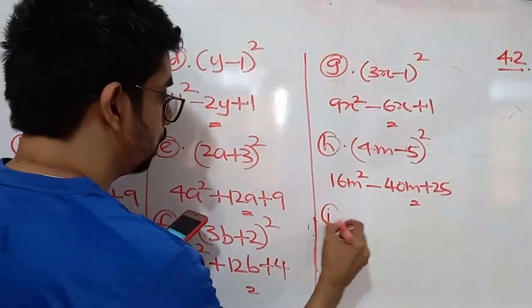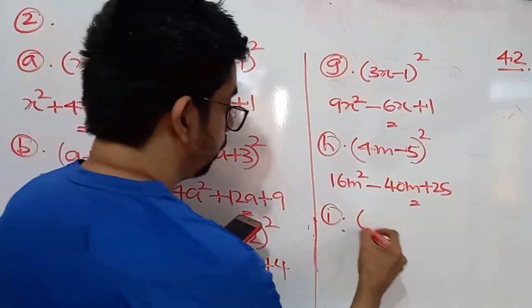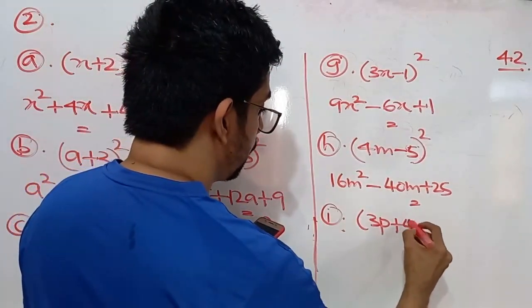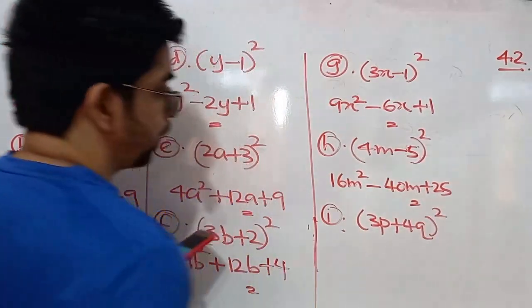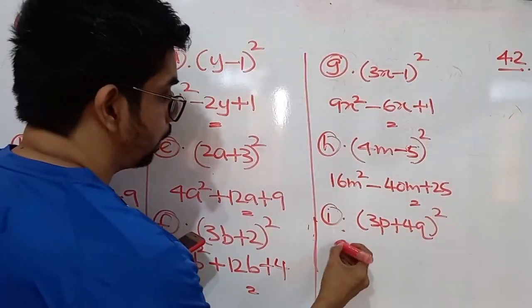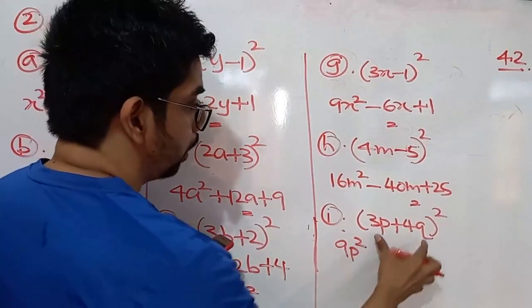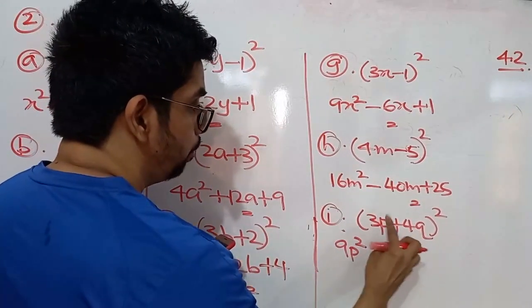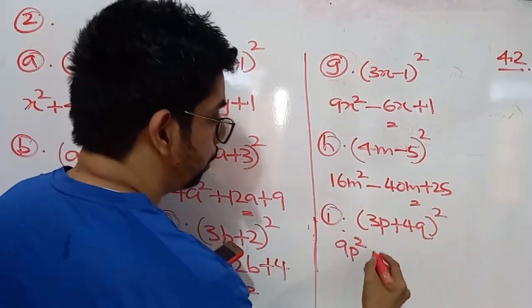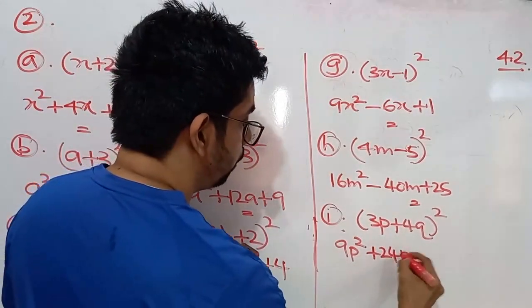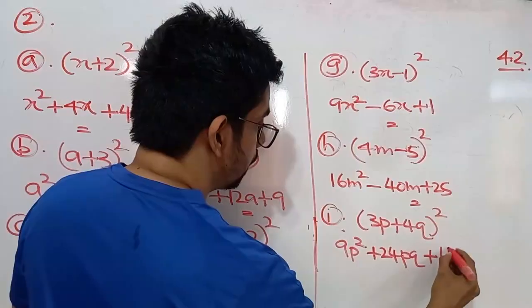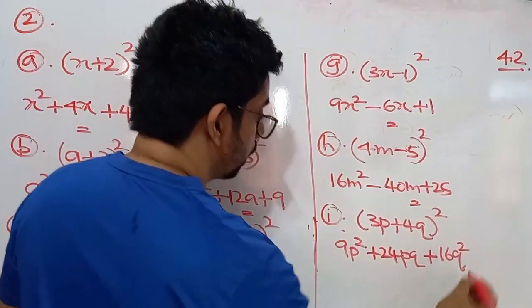So I, what do we have? 3p plus 4q whole thing square. So 3p square, that becomes what? 9p square. Multiply these two, 12pq. Again multiply that by 2. This becomes what? 24pq plus 16q square.